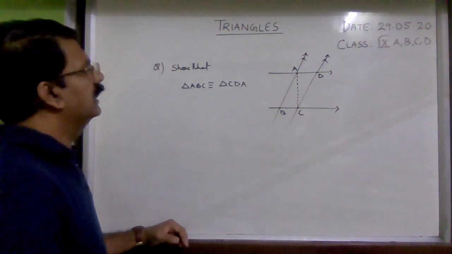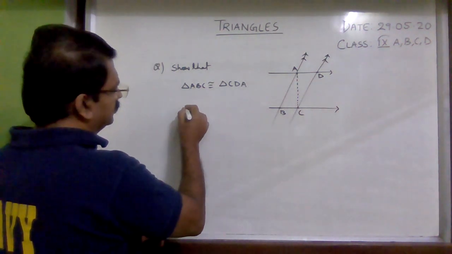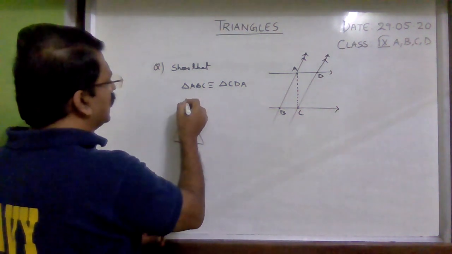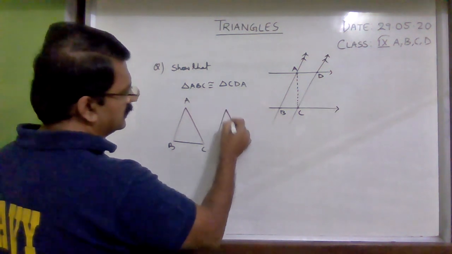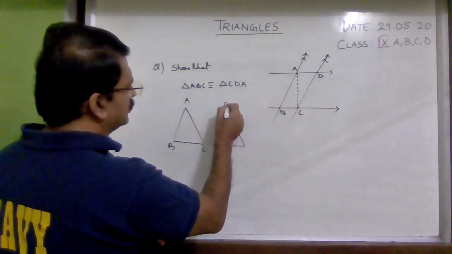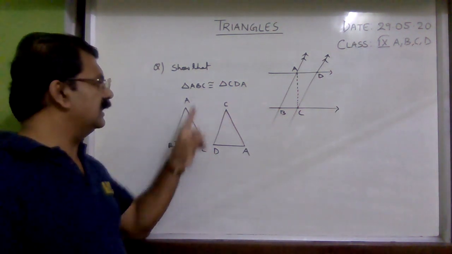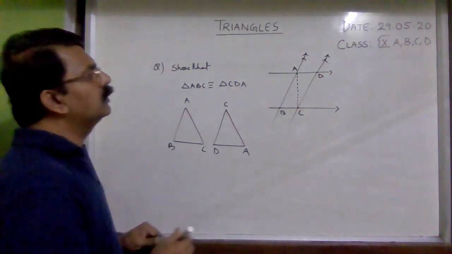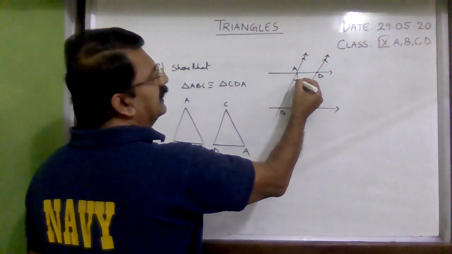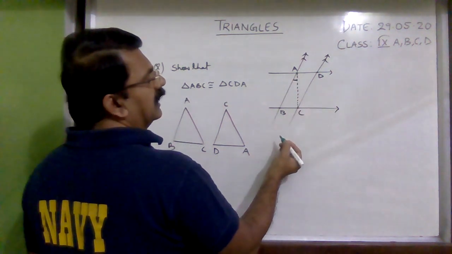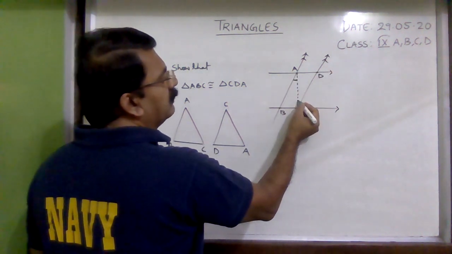Now first of all, we'll make these two triangles separate like this. This is triangle ABC and this is triangle CDA. Okay, ABC, CDA. Now suppose in triangle ABC, angle A, that is angle BAC, and angle DCA will be equal.